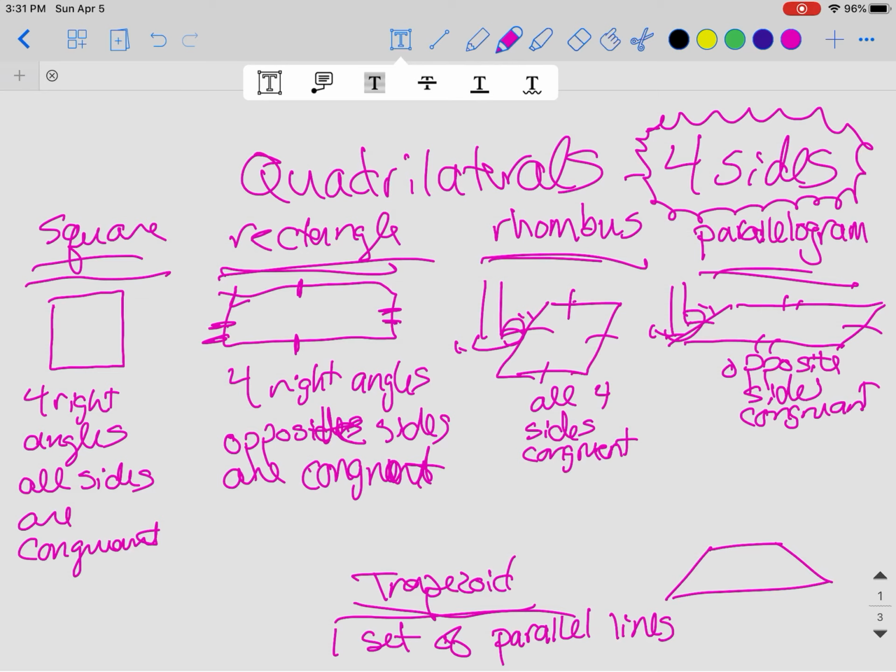That also means that if I drew it better, this is a trapezoid because both of the bases right there are parallel. Make sense? I hope so.